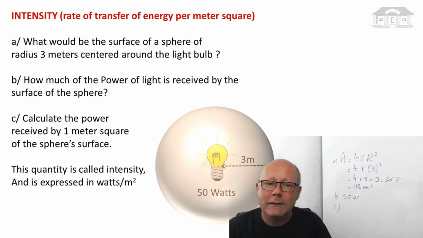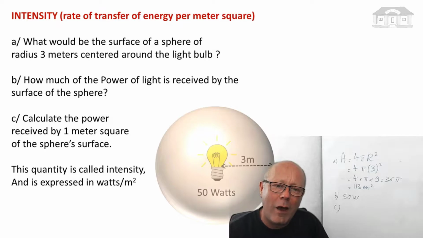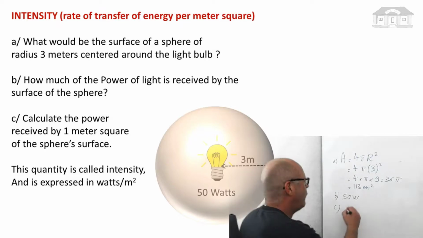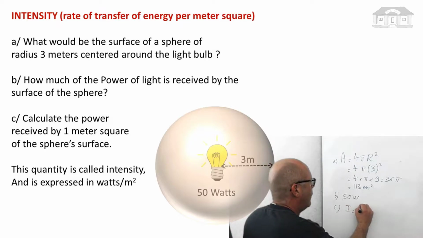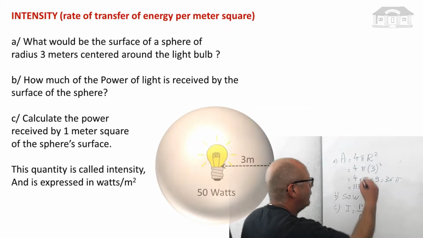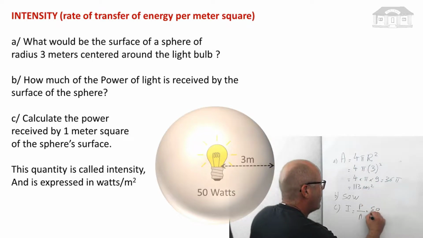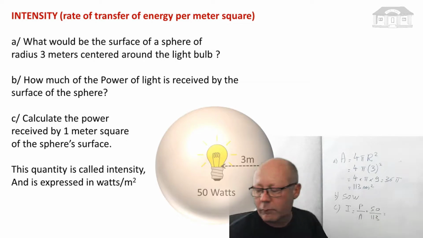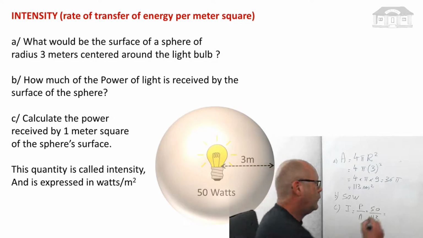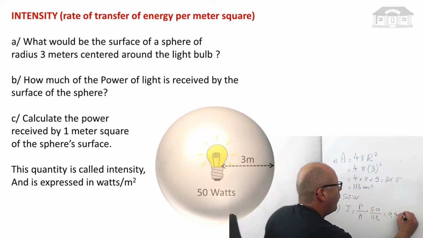So what is the power received by 1 meter square of the sphere's surface? For that you can use the formula for intensity. Power divided by area, and we have the values. So it's 50 divided by 113. That's 0.44 watts per meter square.